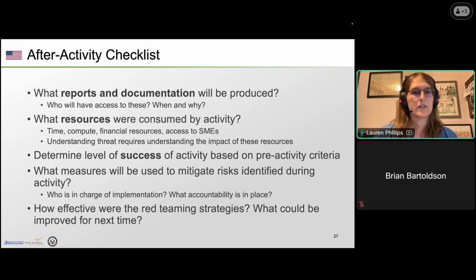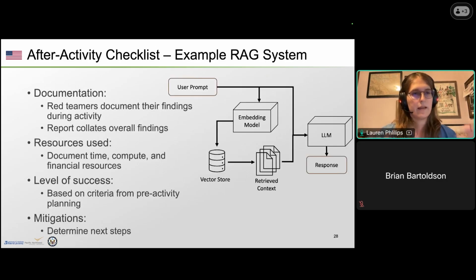And then, of course, if we're going to consider doing something like this in future, you want to think about what was effective about the red teaming activity, and what could be improved for the next time. So again, based on how the activity takes place, we're going to document our findings and make sure that we have a plan for mitigation and not just leave it at that. So we're not interested in finding vulnerabilities for the sake of finding vulnerabilities. We want to find vulnerabilities so that we can improve our model defense.